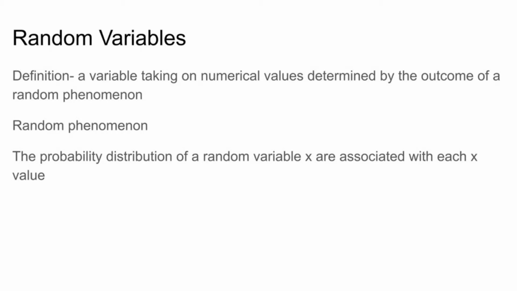Another important thing to know is that the probability distribution of a random variable x is associated with each x value. A probability distribution is simply going to be a method for finding a probability. And the simplified version of this is saying that any time or score we choose is going to be associated with a probability.